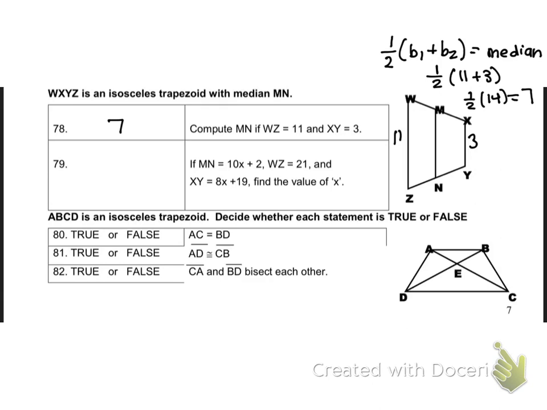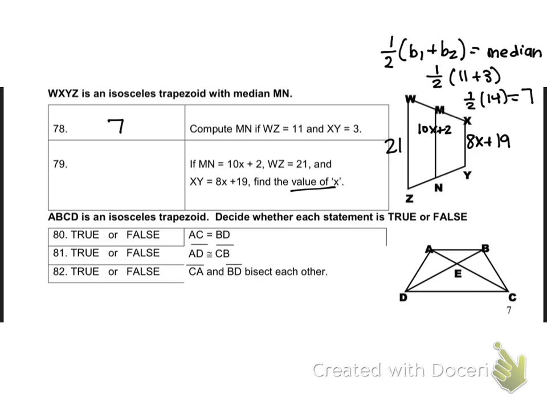All right, and I'm going to erase this information because it's a new problem, so new information. So if MN is 10x plus 2, and WZ is 21, and WY is 8x plus 19, they want us to find the value of x. So again, all we're going to do is plug the information into our equation so we can find what they're asking us to look for here, which is x.